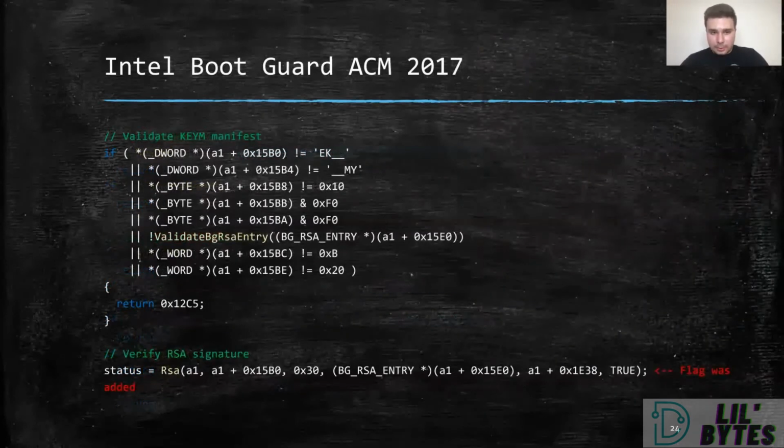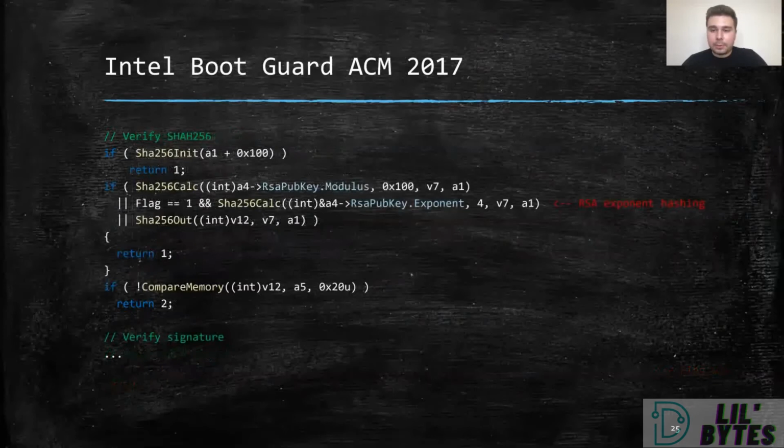In 2017, that was fixed. They added a flag; in case it is true, both the RSA public modulus and exponent are verified. But after fixing this issue, they changed neither the SVN nor the signing key. This opens the way to replace the ACM with the vulnerable 2016 version and attack the Intel BootGuard verification procedure.